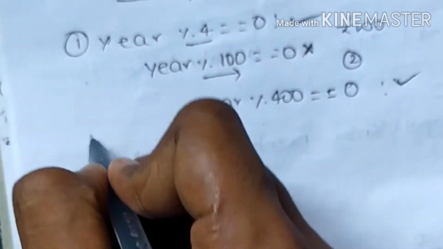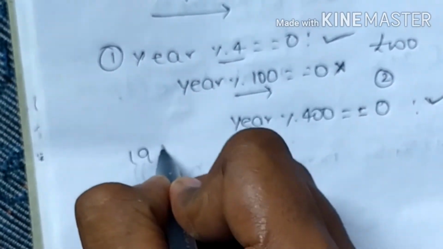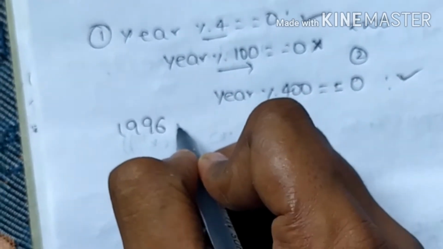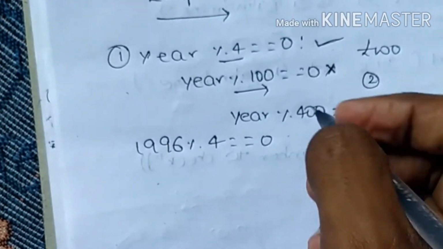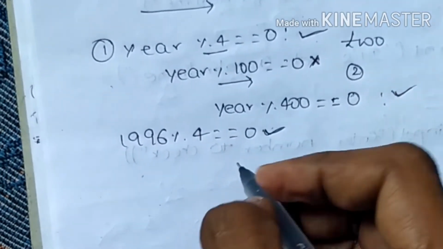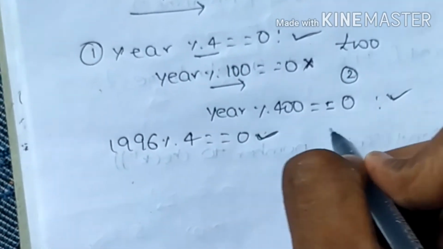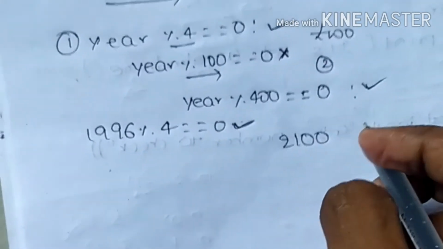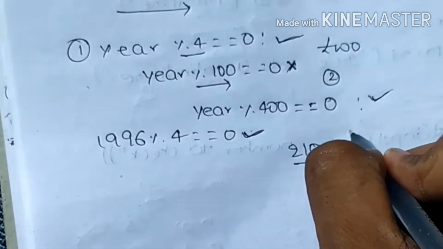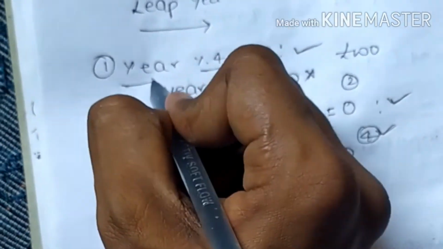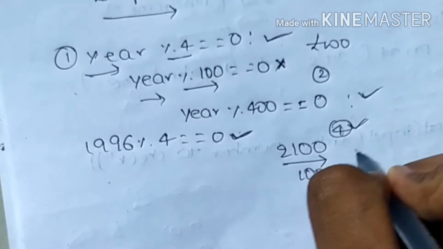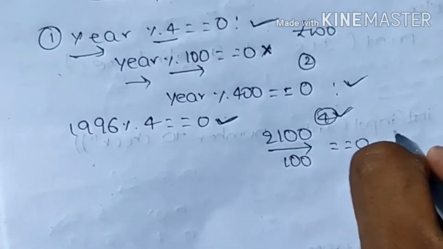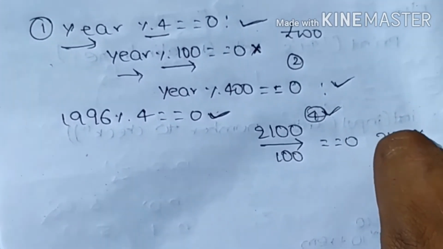Let's consider some examples. Take 1996. It is divisible by 4 and we get the remainder equal to 0, so it is a leap year. Now consider another example, 2100. This year is divisible by 4, so the first condition is satisfied. Then the next condition: it is divisible by 100, and we get the remainder equal to 0. But 2100 is not a leap year.